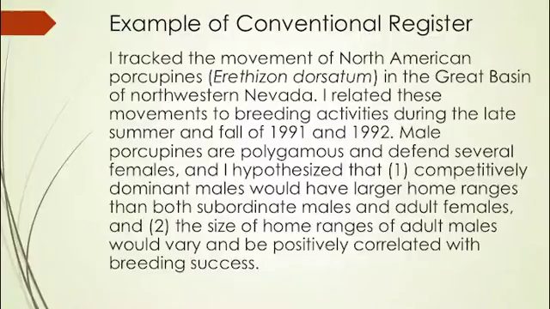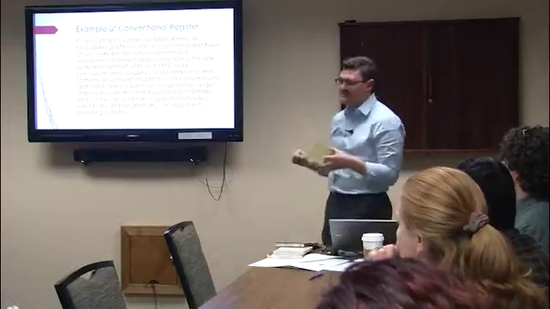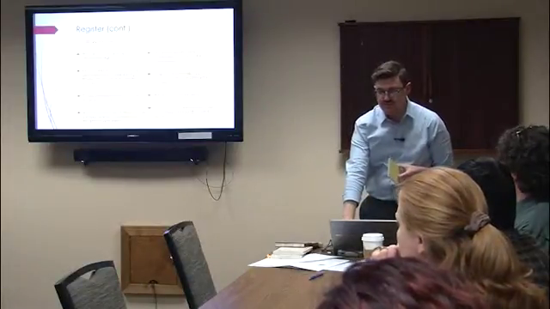I tracked the movement of North American porcupines in the Great Basin of northwestern Nevada. I related these movements to breeding activities during the late summer and fall of 1991 and 1992. Male porcupines are polygamous and defend several females, and I hypothesized that one, competitively dominant males would have larger home ranges than both subordinate males and adult females, and two, the size of home ranges of adult males would vary and be positively correlated with breeding success. So again, you see a lot of I tracked, and what else? I hypothesized. We're going to compare that to abstract register now.